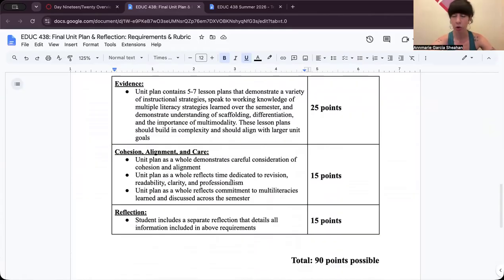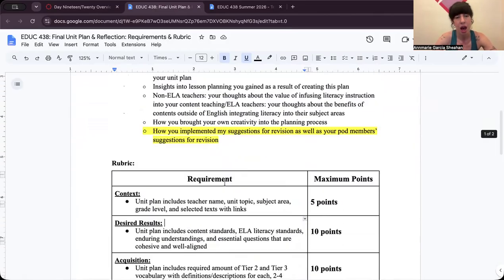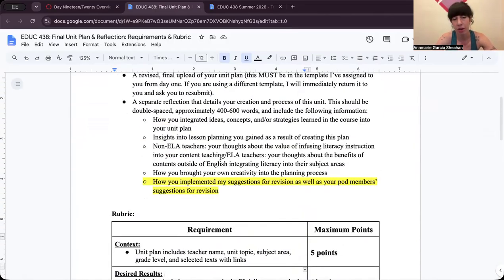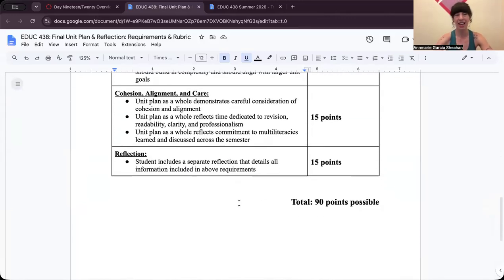And if I asked you to incorporate revisions, I see those revisions there, right? I should be able to look at the suggestions from your pod members and see that you incorporated those into your unit plan. And then, of course, the reflection is brand new, right? So I'm going to spend a lot of time with that, making sure that it covers all of the material listed here. So that's that, right?